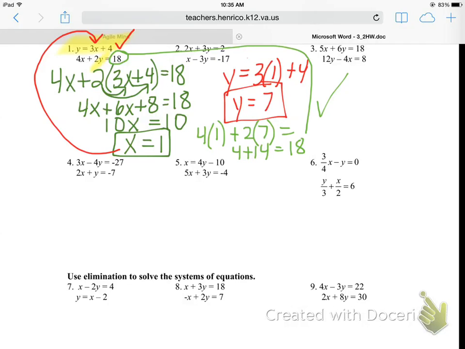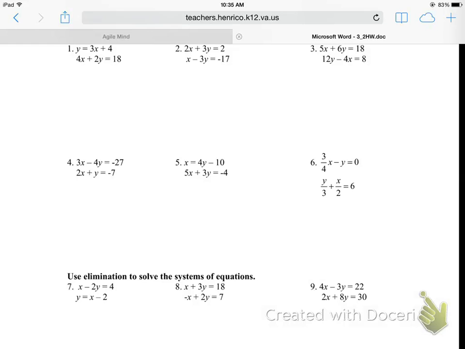Now, if you'll go ahead and look at number 2. So go ahead and look here at number 2. I'm going to give you just a couple of minutes on that to see what you come up with, again, using substitution.